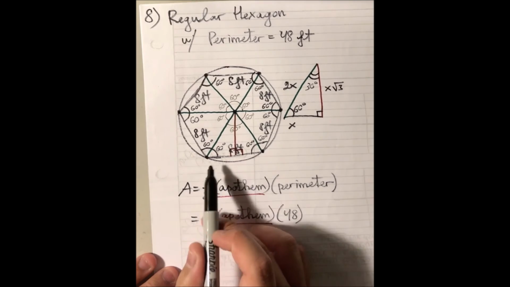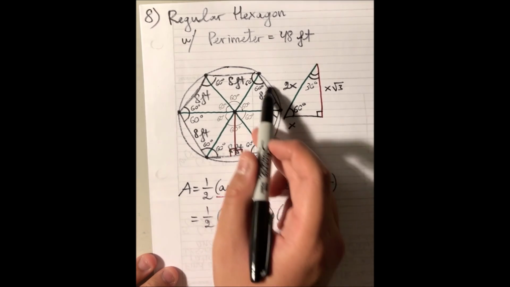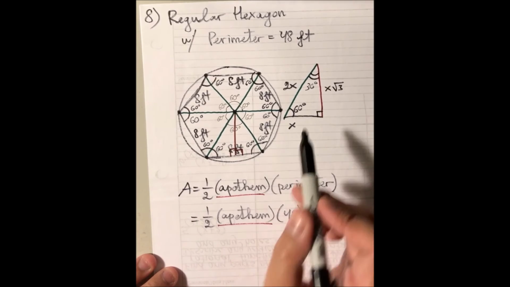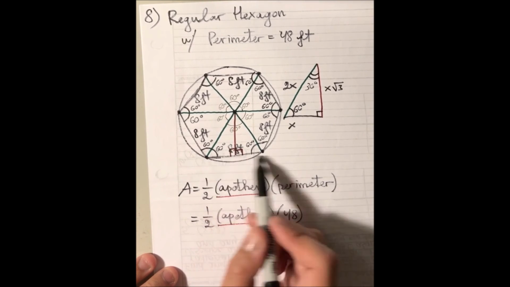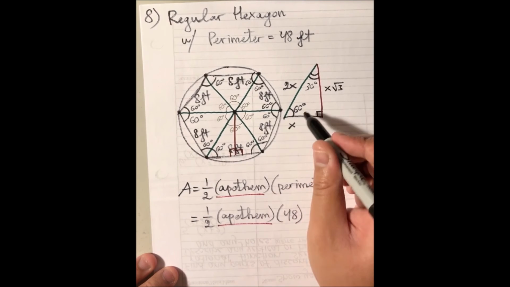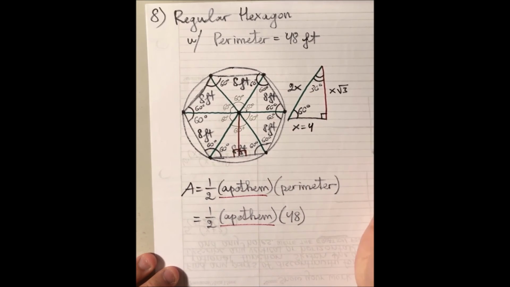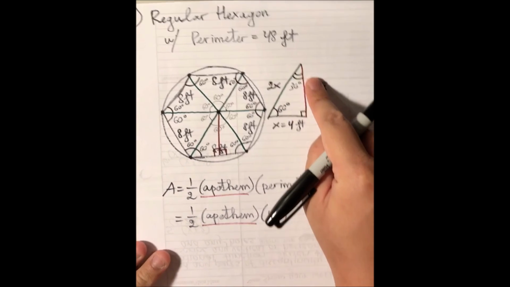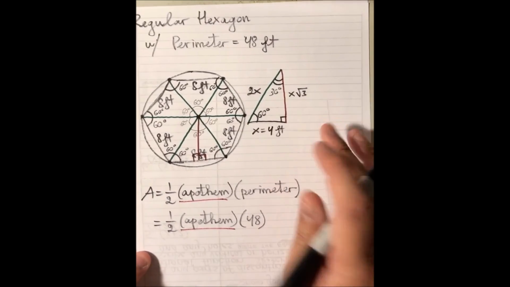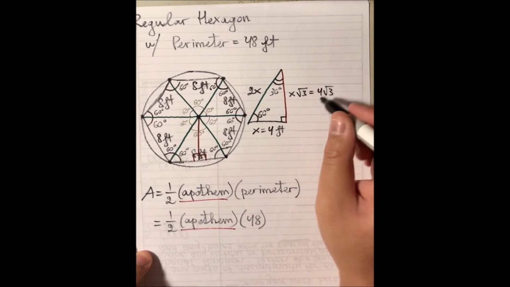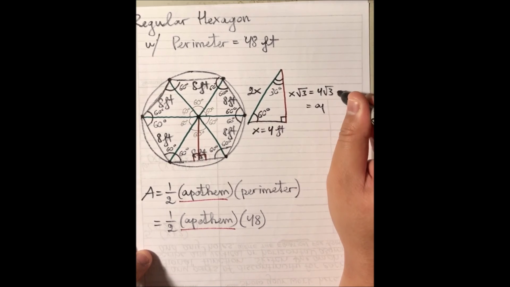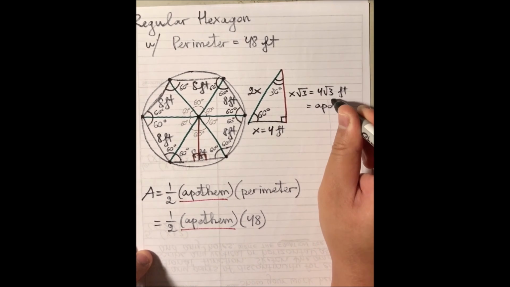Now we know that each side of the regular hexagon is 8 feet, but this base of this triangle is only half of this side of the regular hexagon, so we know that x is going to be equal to 4 feet. Well, if x is equal to 4 feet, we know this long leg here, which is the apothem, is going to be equal to 4 times square root of 3 feet. This is the apothem right there.